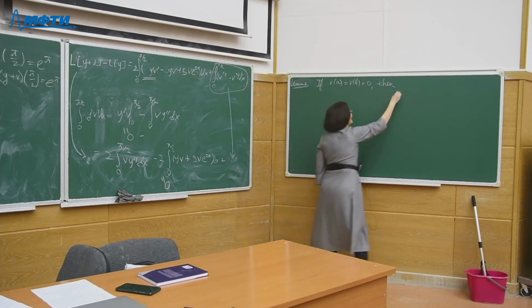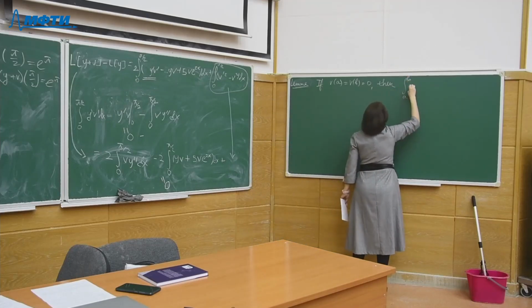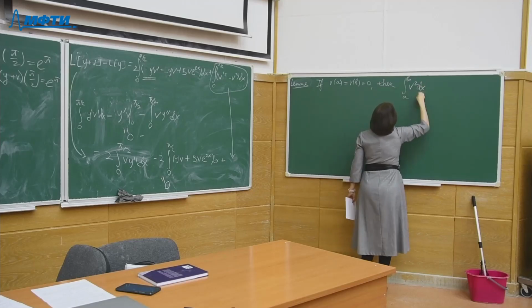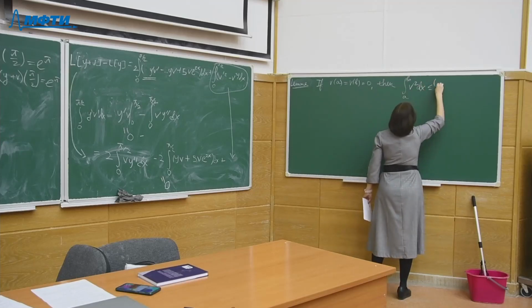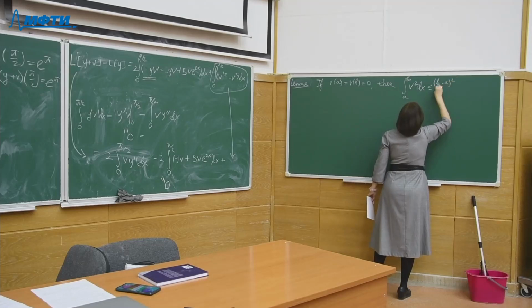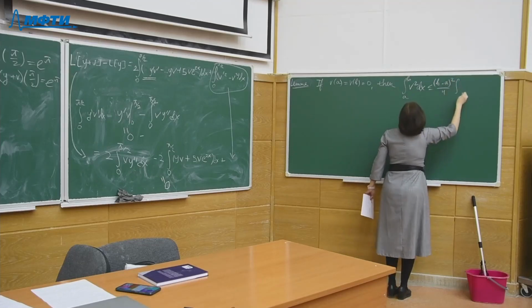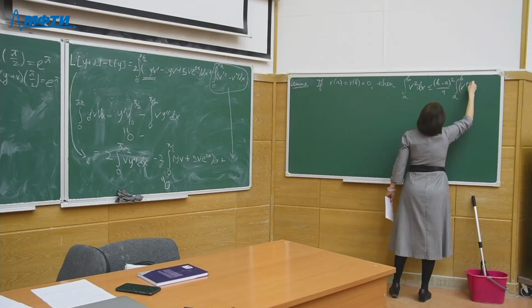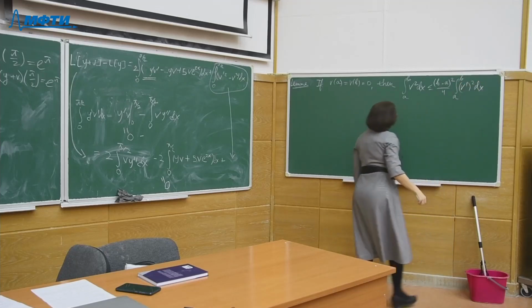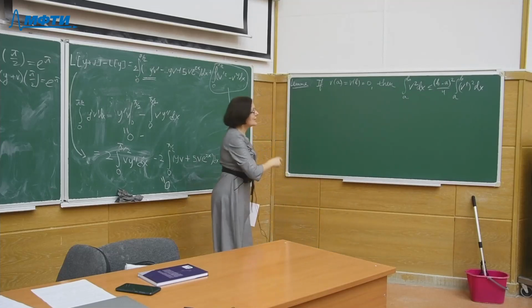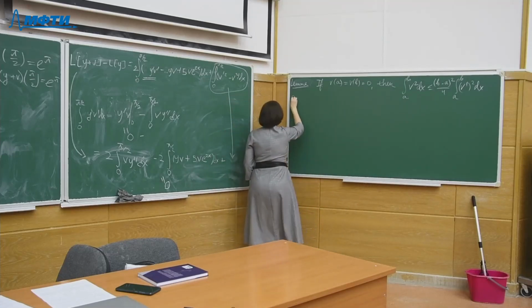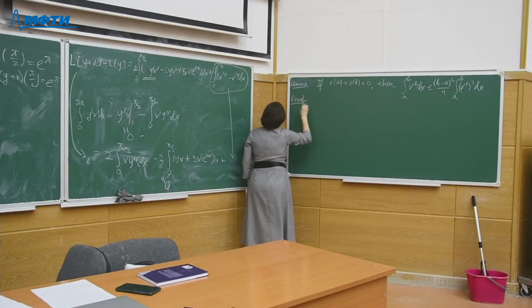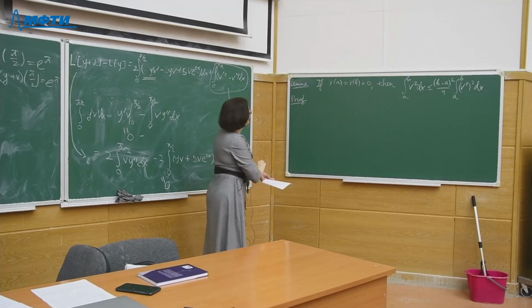Yeah, so the integral from a to b of v squared dx is less than or equal to (b minus a) squared over 4 times the integral from a to b of v prime squared dx. This can be proved using the Cauchy-Bunyakovsky-Schwarz inequality, or Hölder inequality. So I will prove this.